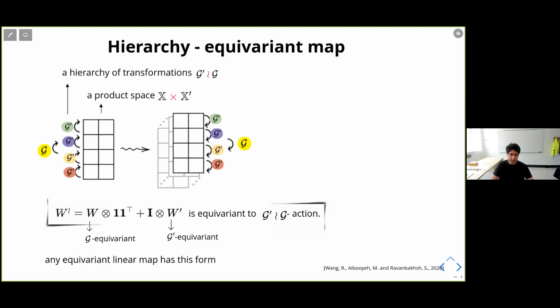What we show is that the equivariant linear map here looks like this. That is, we can build it by looking at equivariant linear maps for G and G prime separately. And in fact, you can show any equivariant linear map for the hierarchical structure is of this form.